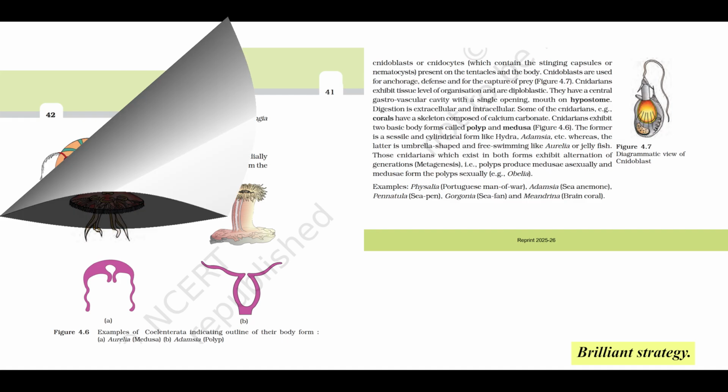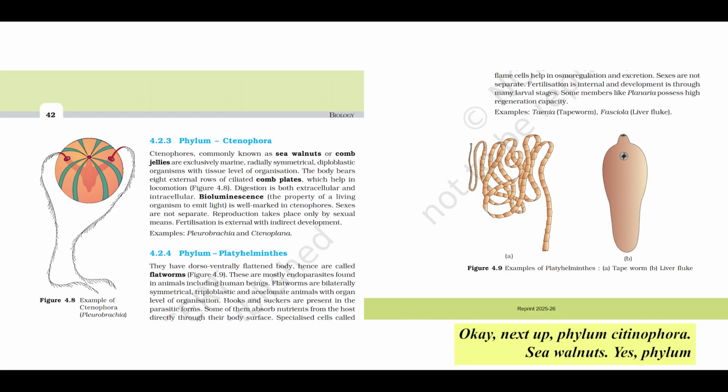Brilliant strategy. Okay, next up, phylum Ctenophora, sea walnuts. Yes, Phylum Ctenophora, commonly called sea walnuts or comb jellies. These are exclusively marine, radially symmetrical, and diploblastic animals, also possessing the tissue level of organization. They look a bit like jellyfish, but are quite different.